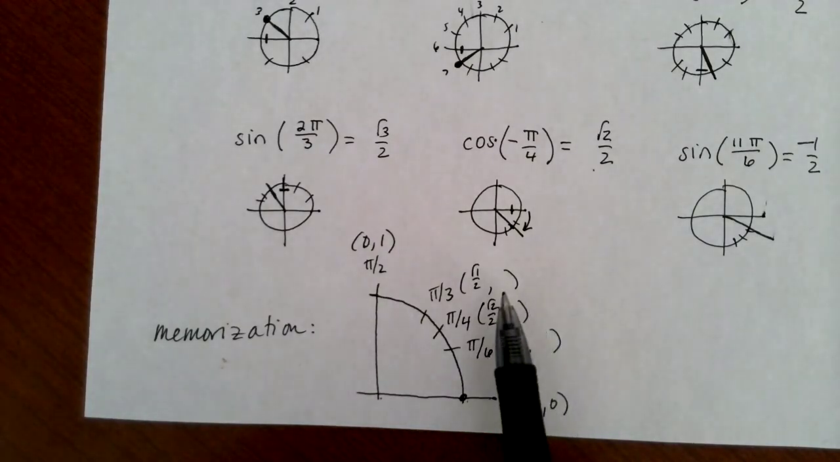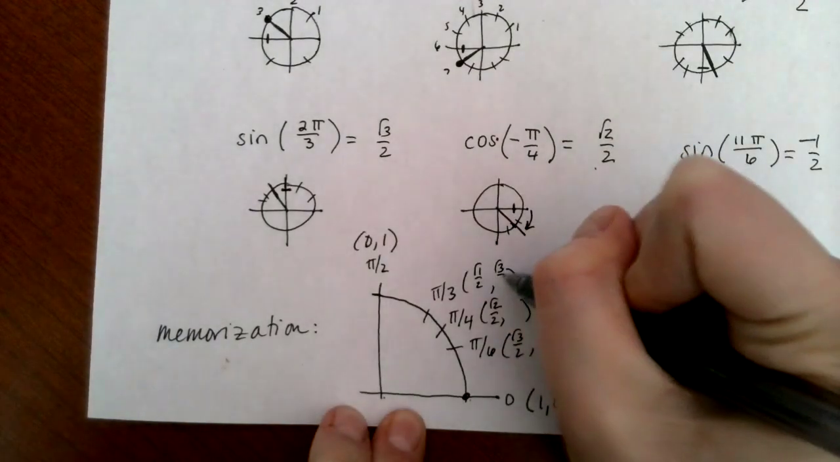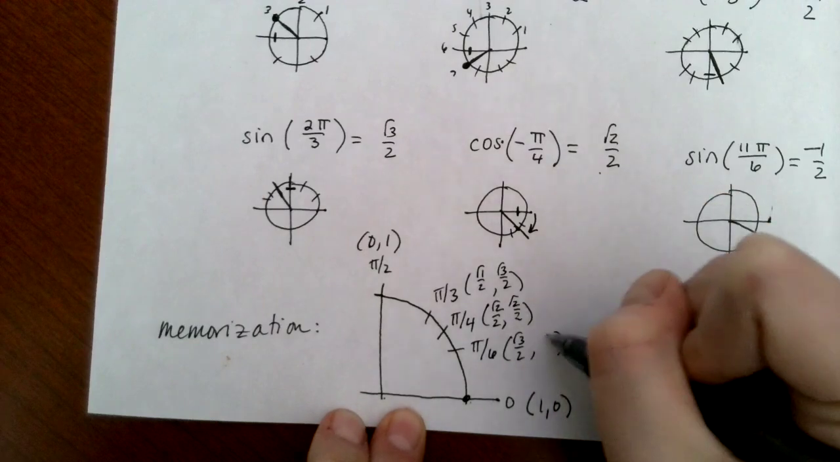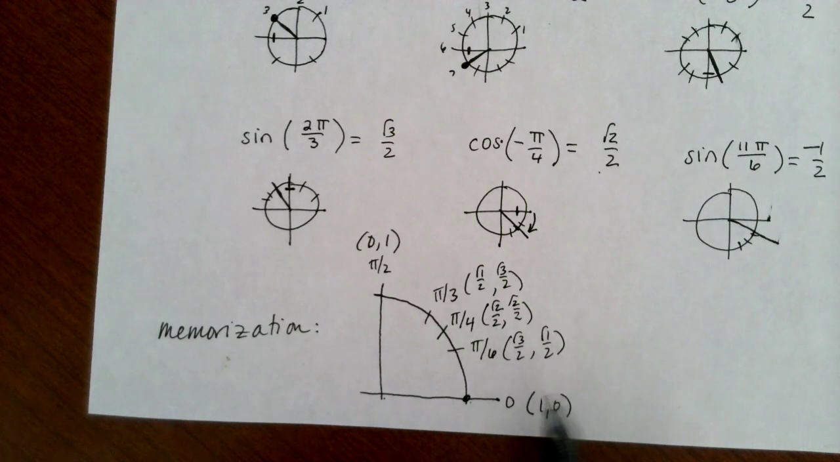And then for the y coordinates, we're going from 1 to 0. So we're going to go high to low, the same 3 numbers. High to low will be 3, 2, 1. We'll have root 3 over 2, root 2 over 2, root 1 over 2. And again, root 1 over 2 is just code for 1/2.